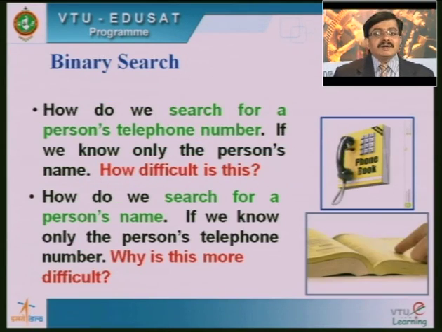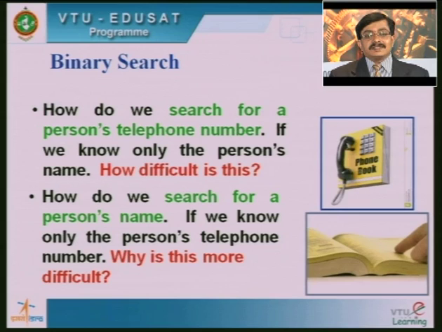Now, we will see the binary search. Look at a scenario. You have a telephone book and you have to look for a particular number. Look at the first question here. How do we search for a person's telephone number if we know only the person's name? If we know the person's name, how do we search for that particular person's telephone number?